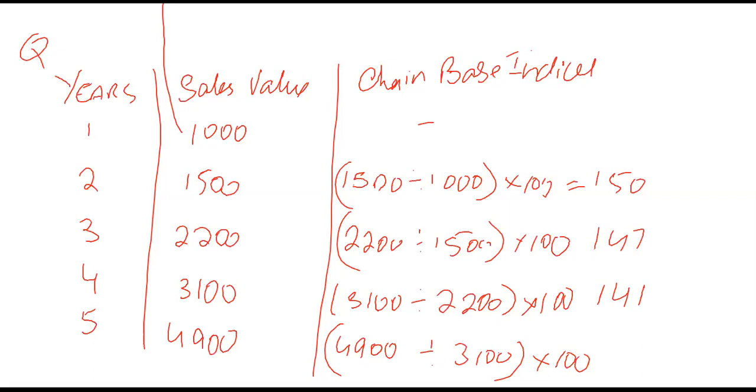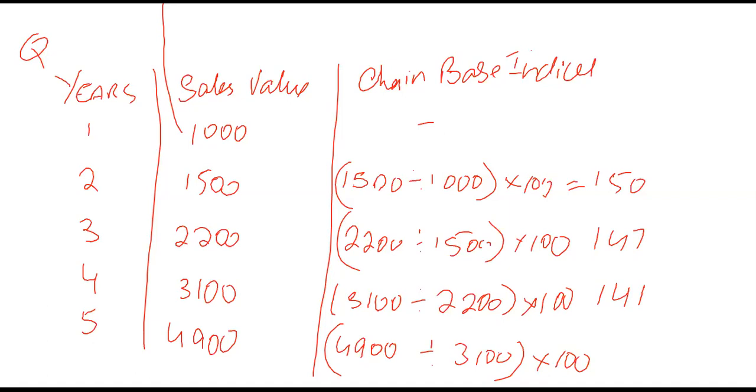Okay, so this is depicting a bad situation. Although the sales revenue is increasing, it is not increasing up to the point it should have increased. In the second year, the index number rose to 150, which means that the sales revenue increased by 50% as compared to the previous year. But in the third year, the sales revenue increased by 47% as compared to the previous year. And in the fourth year, the sales revenue increased by 41% as compared to the previous year.